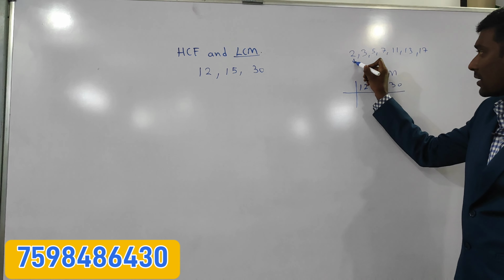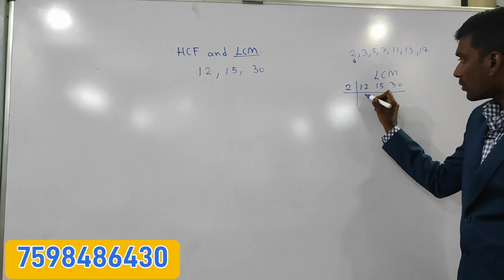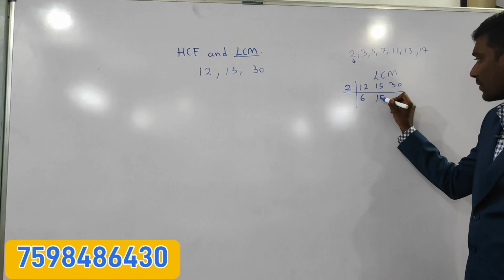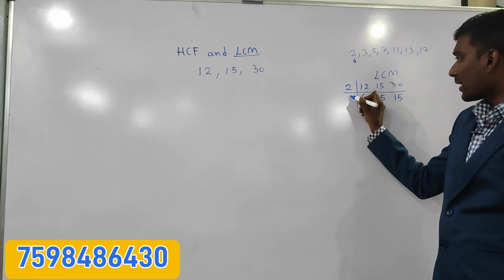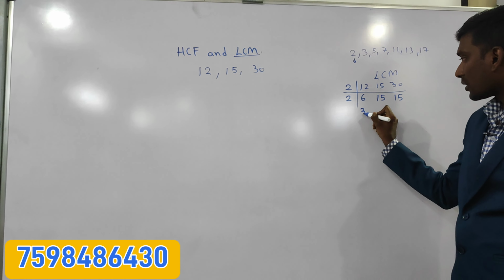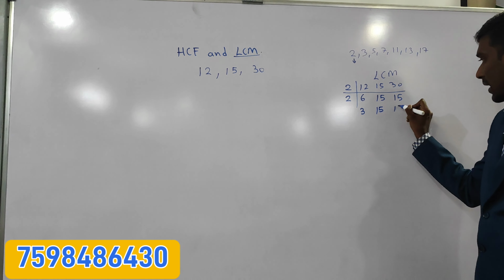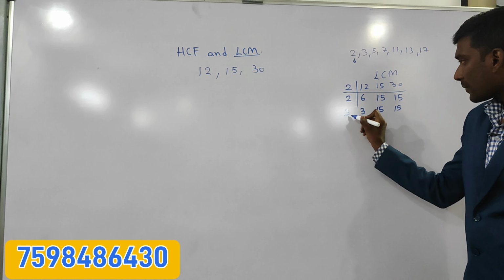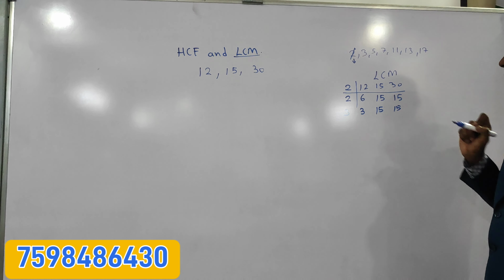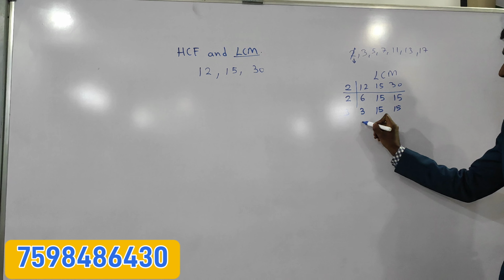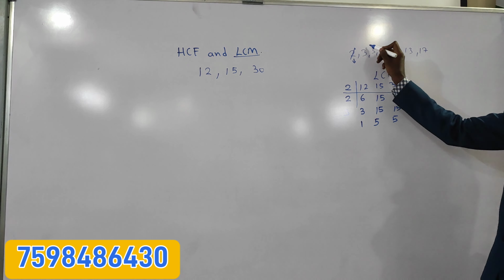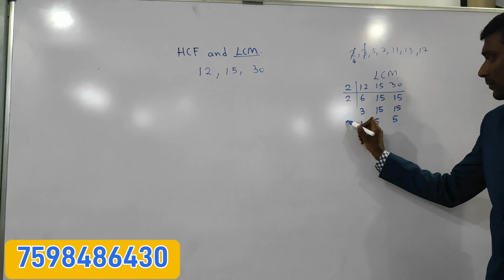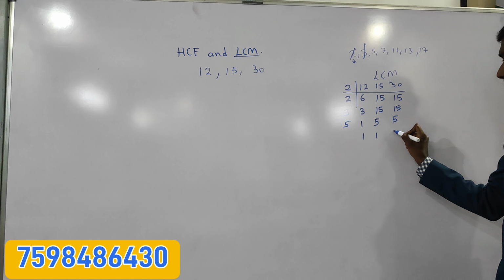Now for example, let me take 2 first. 2 6s are 12. This is 15 as it is. 2 15s give you 30. Again I'll take 2. 2 3s are 6. Take 15 as it is. Now you take 3, because now you can't divide any number with 2. So you take 3. 3 1s are 3, 3 5s are 15, 3 5s are 15. Now 3 is gone. Now take 5. 5 1s are 5, and 1 and 1.